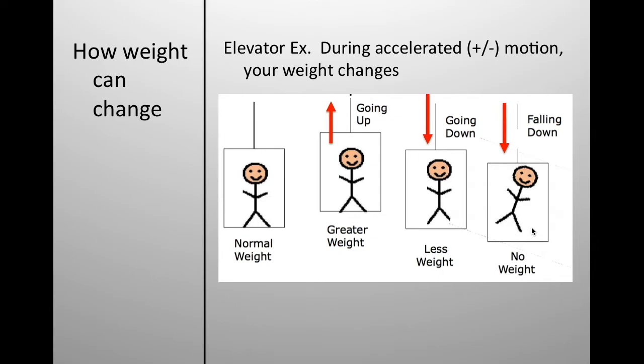Let's look at how weight can change. Here's an elevator example. You have 4 different situations. In one situation, you can have your normal weight, and this is where you are just standing in the elevator. The second picture is where you are going up in the elevator, and this is where you're going to experience a greater weight. When you're going down, you actually feel lighter. And when you are falling down, so let's say that the elevator broke, you would actually have no weight.